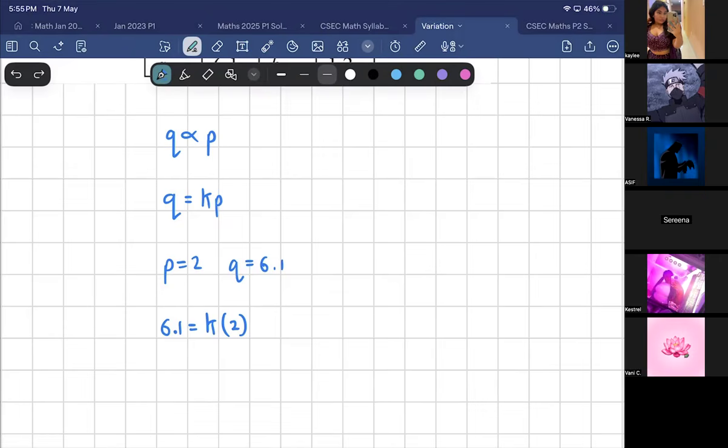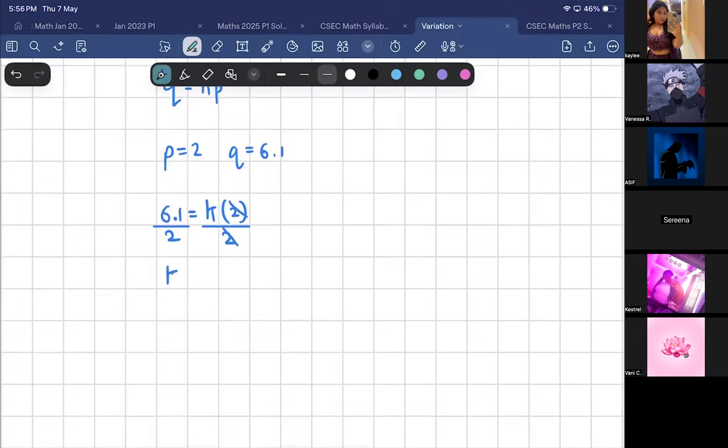Okay, so what I need to do on both sides? The transformation carries across, so divide. I'm going to divide both sides by what? 2. Good, because I want to find for 1K, so the twos cancel off. And 6.1 divided by 2, I think that is 3.05. Check that for me.